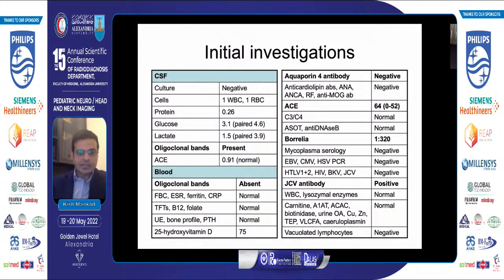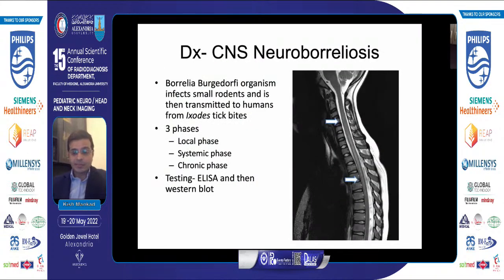Lots of investigations done. The bands were positive. The bands were absent. So there was a primary CNS demyelination happening for sure. But the ACE is raised, the angiotensin converting enzyme. The Borrelia titers came back positive. The JCV was positive. But based on the Borrelia titers, a diagnosis of Lyme's disease was initially entertained. This was called Lyme's CNS neuroborreliosis.